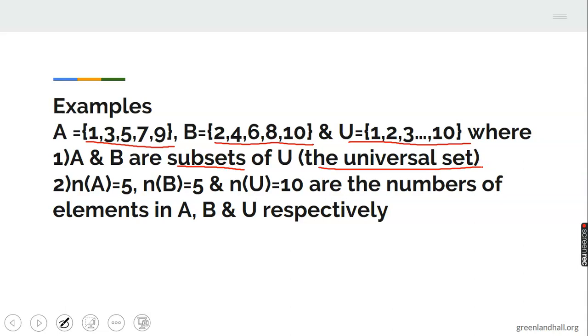That's 1 to 10. The number of elements in A, represented as n(A), is 5 if you count. And the number of elements for B is also 5, while that of the universal set is 10. These are the numbers of elements in set A, set B, and the universal set respectively.